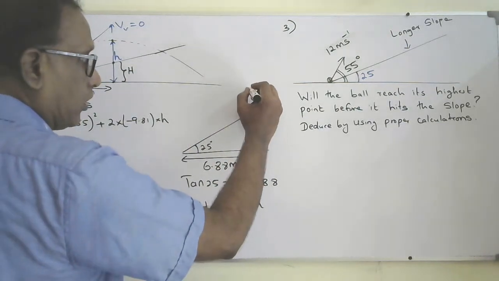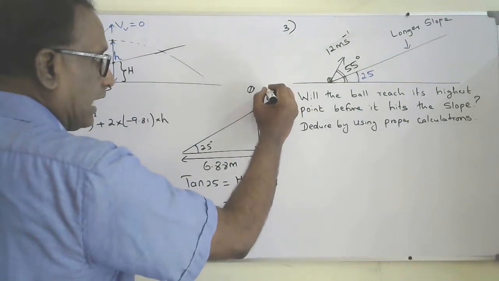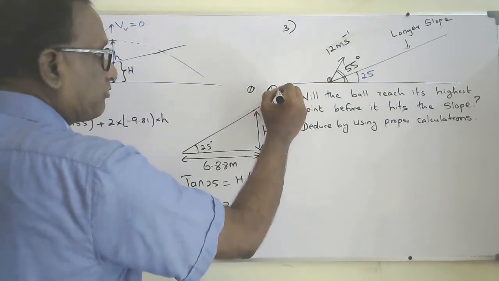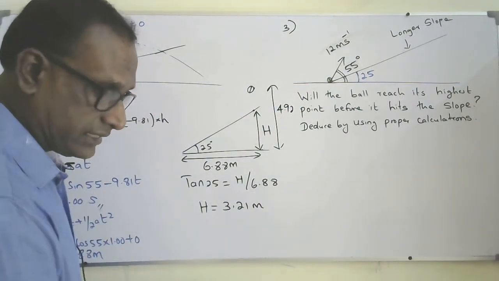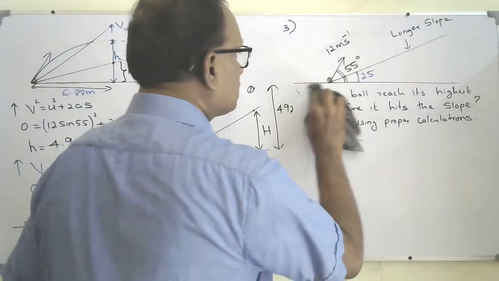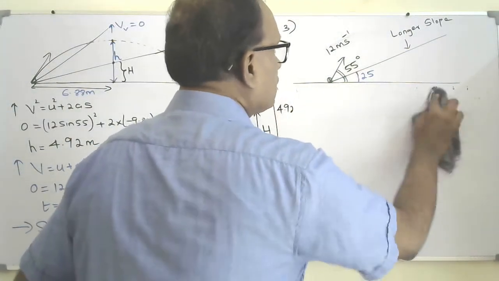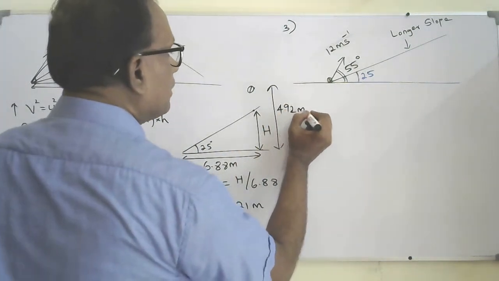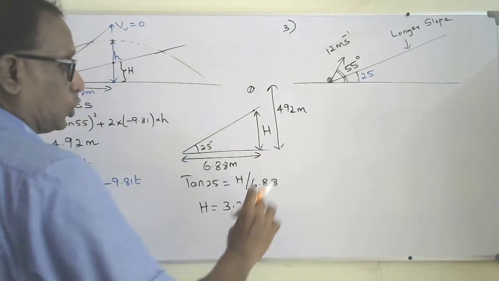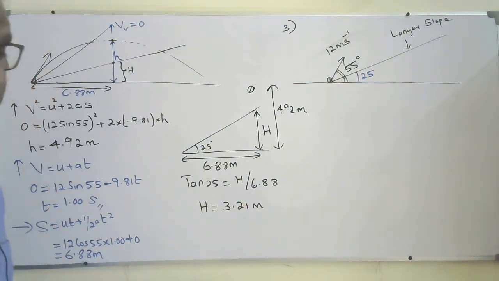When the ball is at its highest point, its height above the horizontal line is 4.92 meters. The height of the ball, that is here, that height is 4.92 meters. The height of the slope is 3.21 meters.